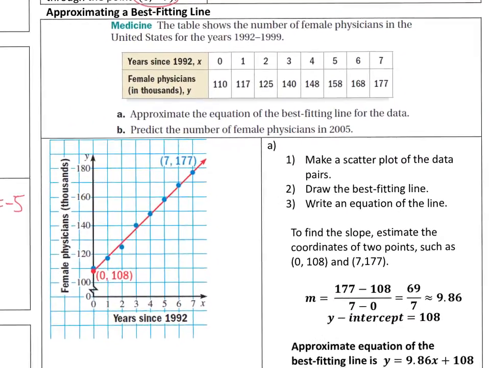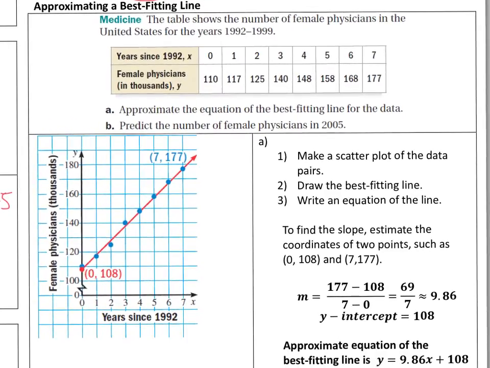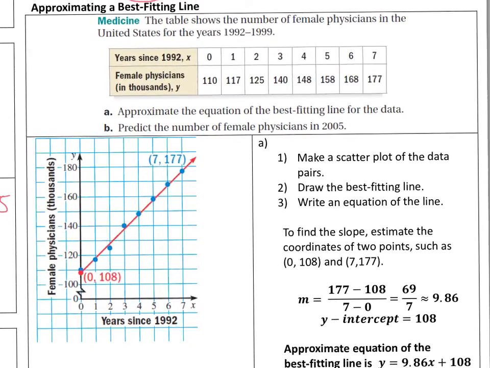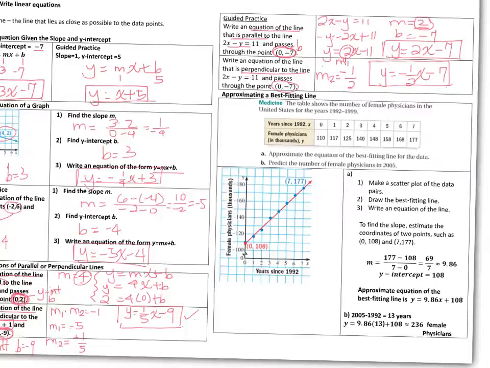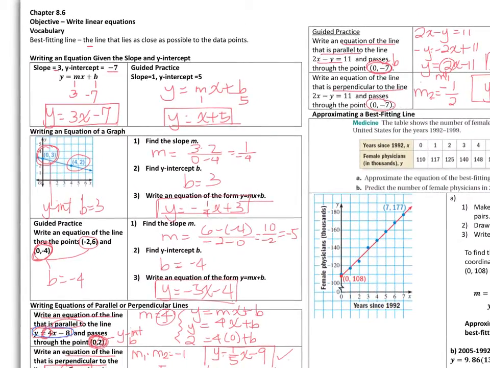Okay, so why are we even learning the linear equation? Here I'm going to talk about graphing a linear equation using a real-life example. So I need to approximate the best fitting line. So what does best fitting line mean? The line that lies as close as possible to the given data points.